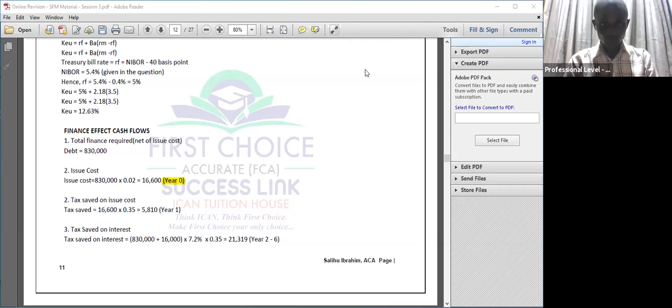The finance required is the total of capital expenditure and working capital in year 0. Yes, that is the working capital in year 0 plus the initial outlay in that year 0. That is the total finance required, and that is what we are going to compute your issue cost on. I believe that is clear. Any other question before we proceed, please?